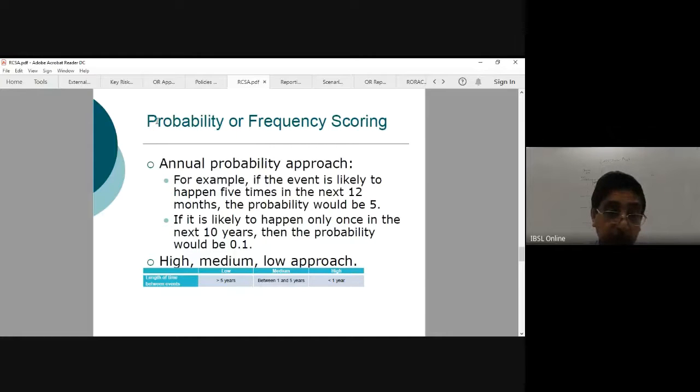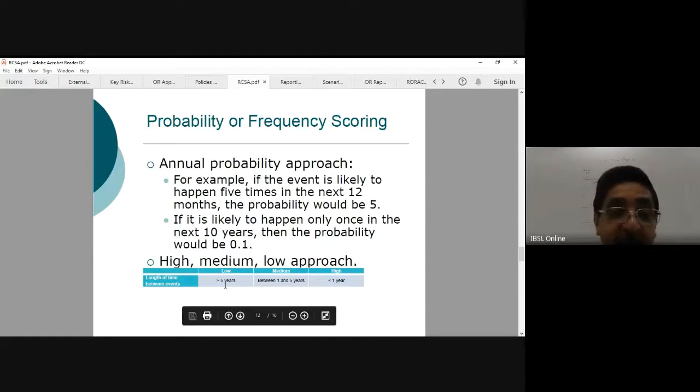Then you can just see the frequency of those things. The frequencies are taken into consideration on an annual basis. Here, if the event is likely to happen 5 times in the next 12 months, that means the frequency would be 5. So per annum level, we put it. And if it's likely to happen only once in the next 10 years, then it would be 0.1.